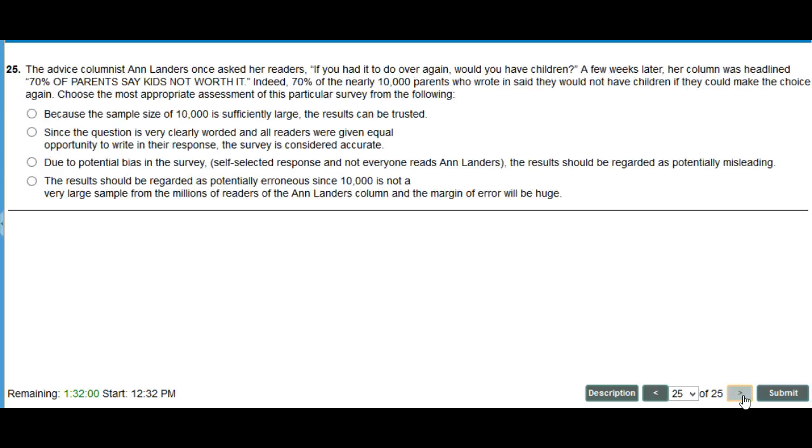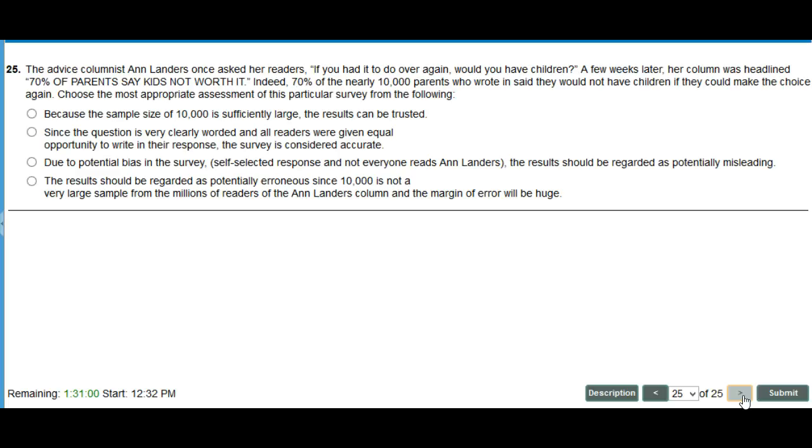Question 25. The advice columnist Ann Landers once asked her readers, if you had to do it over again, would you have children? A few weeks later, her column was headlined, 70% of parents say kids not worth it. Indeed, 70% of the nearly 10,000 parents who wrote in said they would not have children if they could make the choice again. Choose the appropriate assessment of this particular survey from the following.